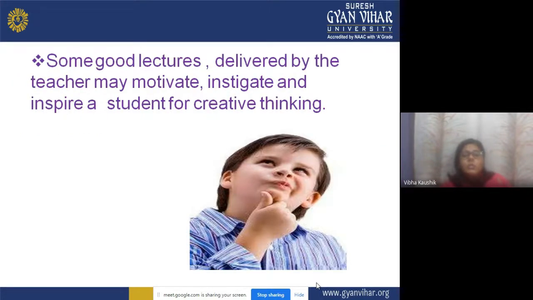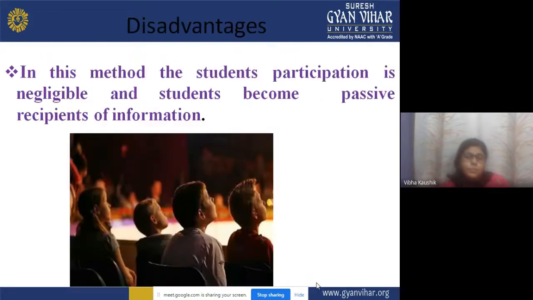Some good lectures delivered by the teacher may motivate and encourage the students, instigate them to know new things about that concept, and inspire a student for creative thinking. And they will inspire the student to think in a creative manner, in a divergent way.